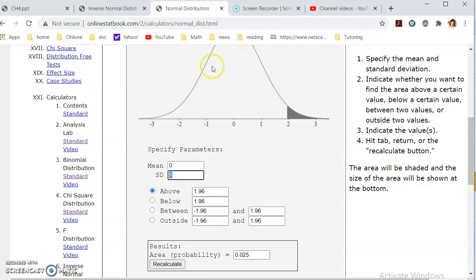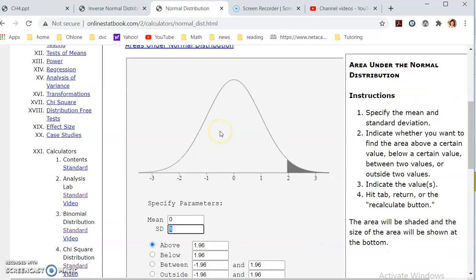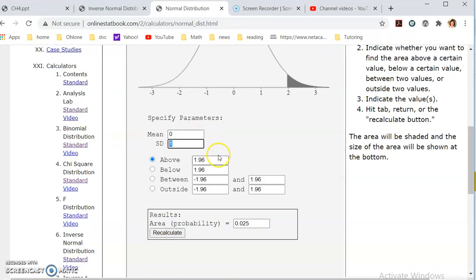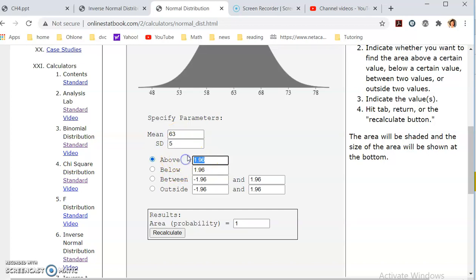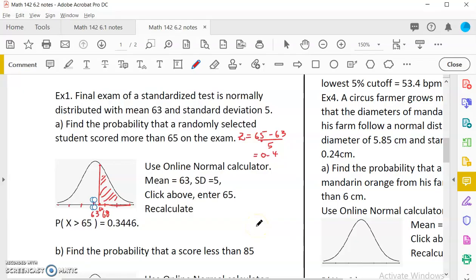So let's try. We are finding probability, so we just use the online calculator. And then our area would be here, right? It is 63 standard deviation 5. And we want it to be about 65, right? And we recalculate. So it's 0.3446. So probability is 0.3446. So that there you are. Okay. Above, because this is above.